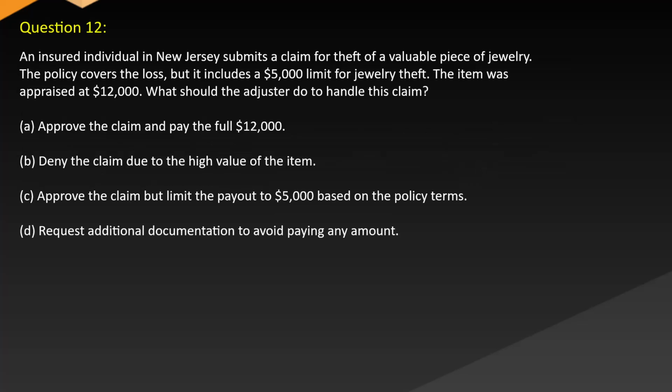Question 12. An insured individual in New Jersey submits a claim for theft of a valuable piece of jewelry. The policy covers the loss, but it includes a $5,000 limit for jewelry theft. The item was appraised at $12,000. What should the adjuster do to handle this claim? A. Approve the claim and pay the full $12,000. B. Deny the claim due to the high value of the item. C. Approve the claim but limit the payout to $5,000 based on the policy terms. D. Request additional documentation to avoid paying any amount.